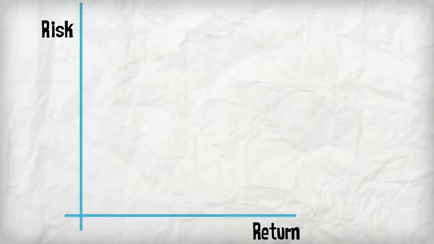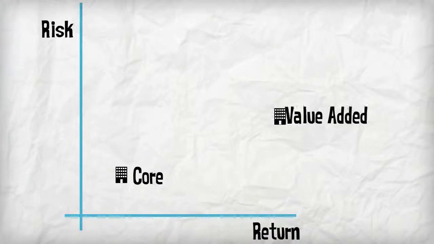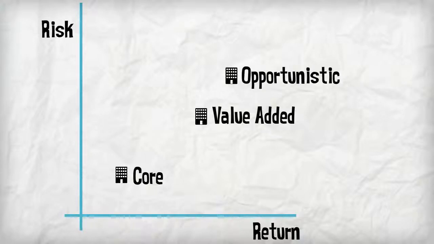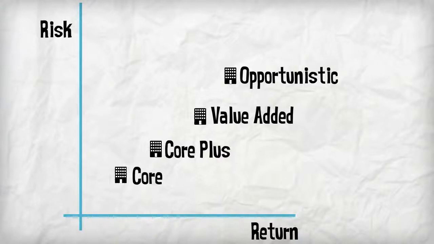There are three main investment styles into which private commercial real estate properties can be grouped: core, value-added, and opportunistic. Real estate professionals have also added another style, Core Plus.